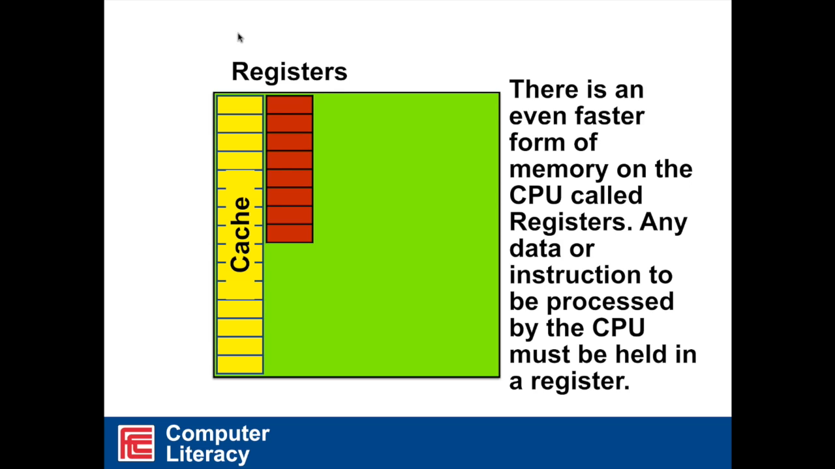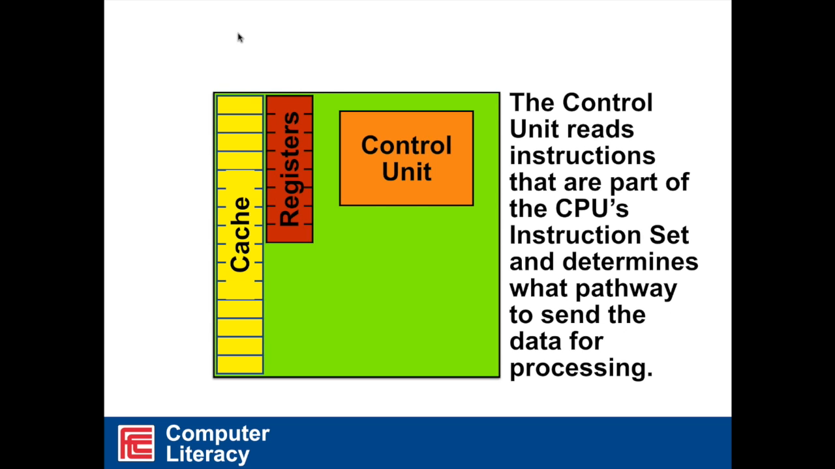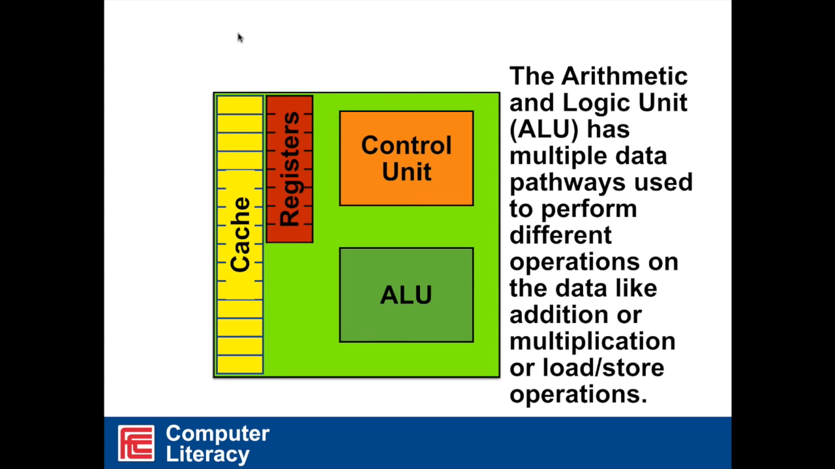Now, once information is in a register, we actually have to figure out what you want to do with it. And the control unit is sort of the central part of the processor that handles interpreting what your instructions are based on the instruction set for that processor. And then based on that, it can know where to send data down different pathways. Those different pathways will do different things to the data, like addition or multiplication. That actually happens in something called the ALU, the Arithmetic and Logic Unit.